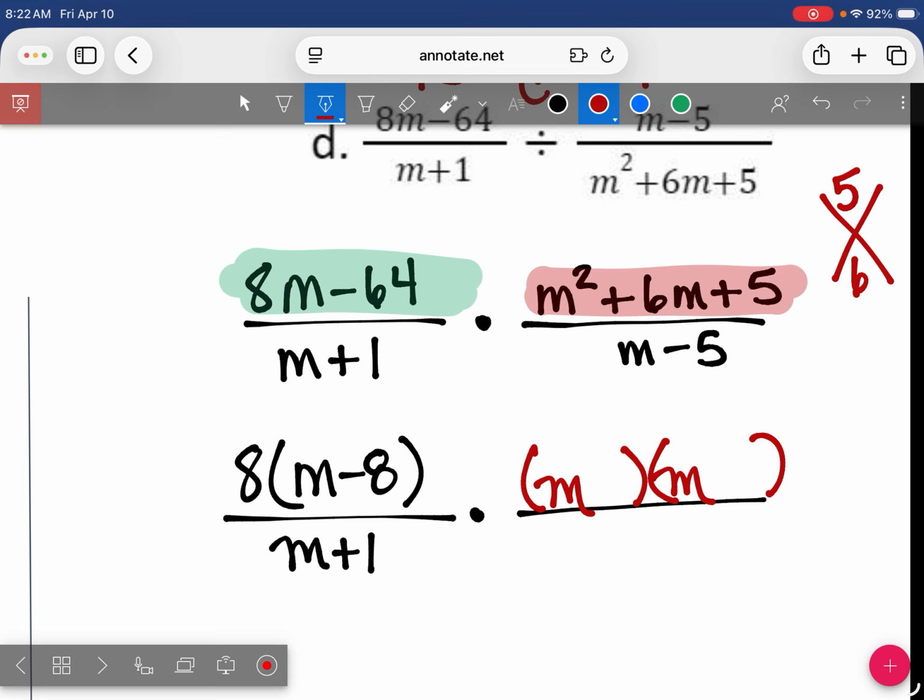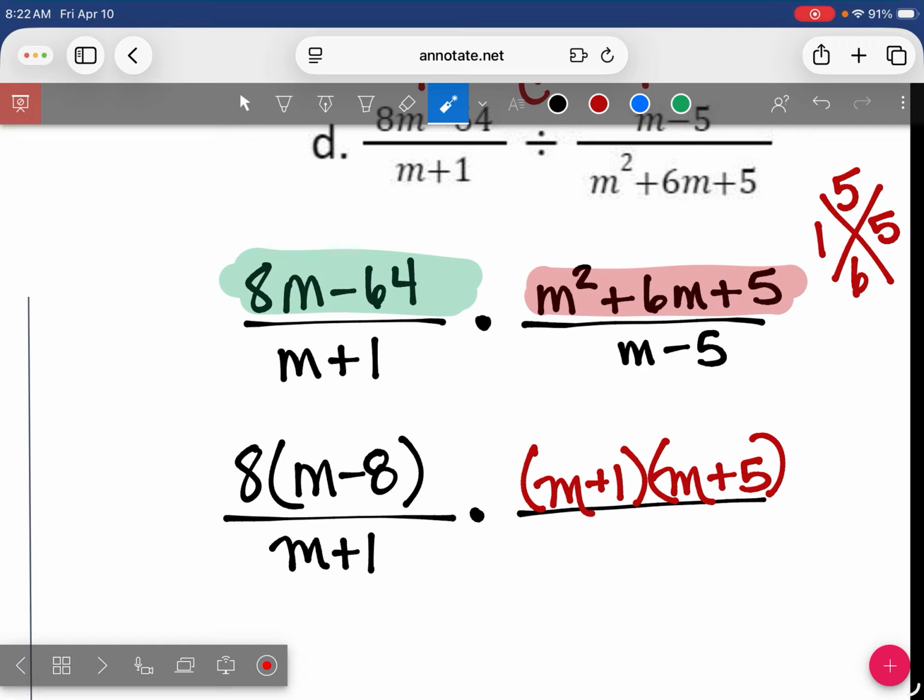And there's only one thing we can multiply to get 5. What can I multiply to get 5? Yep, both positive. So put a plus 1 and a plus 5. And can I do anything with this m minus 5? Does that have a GCF?